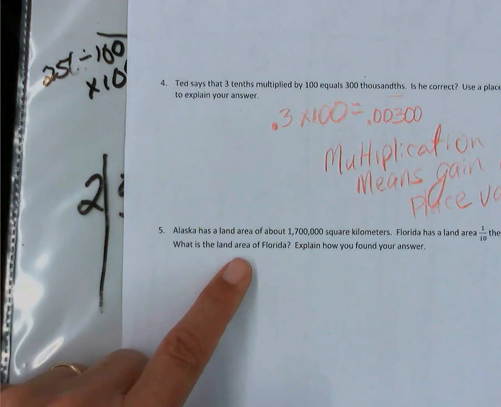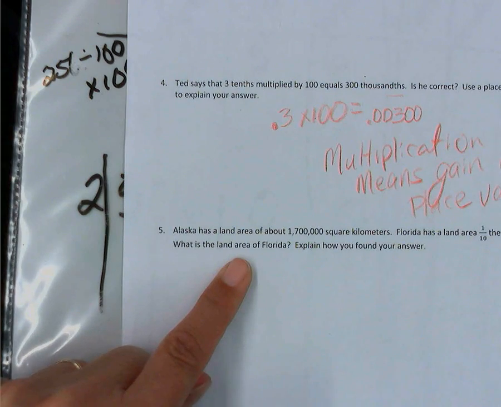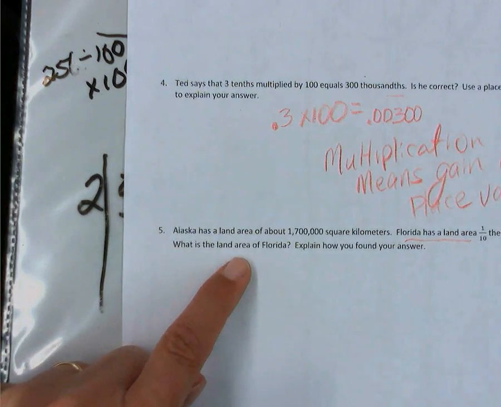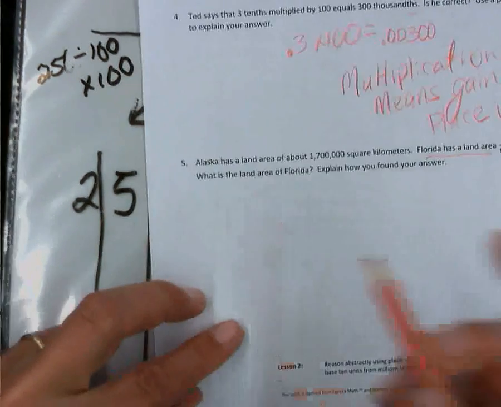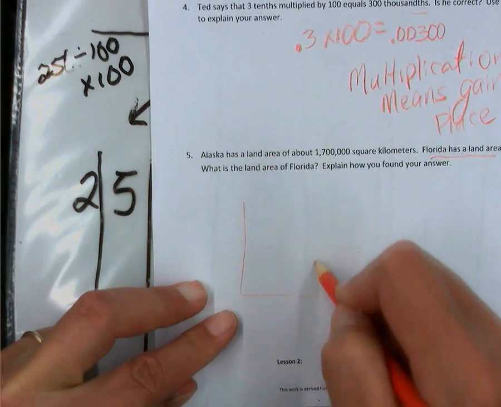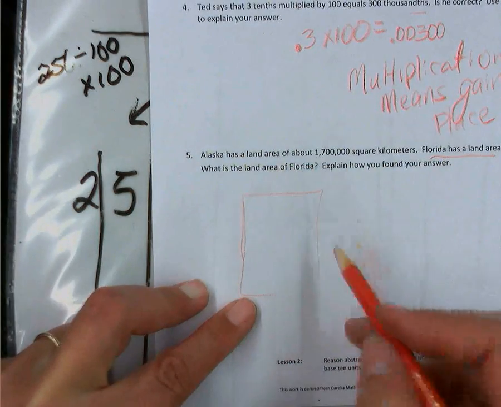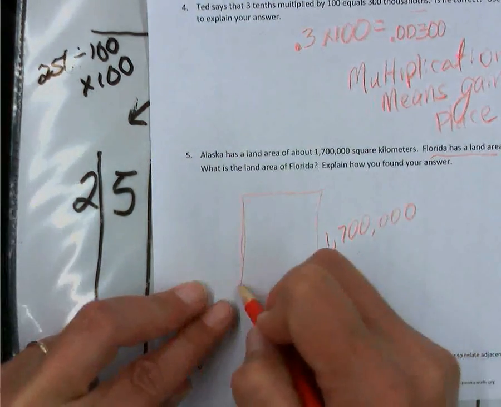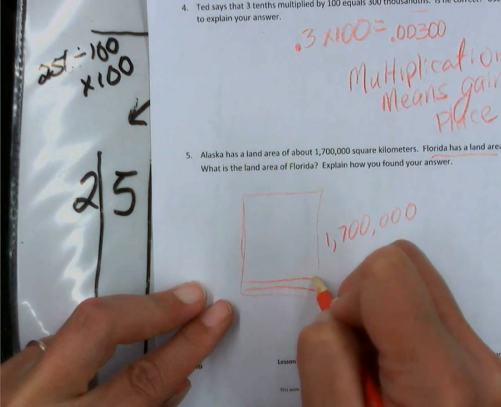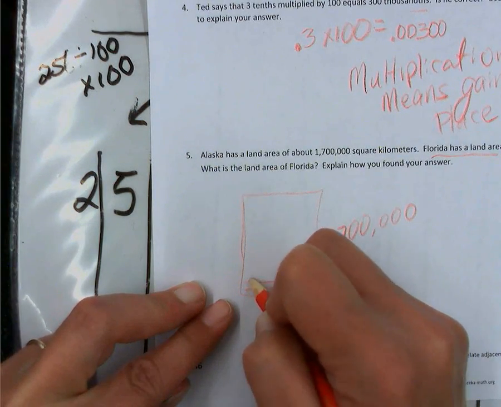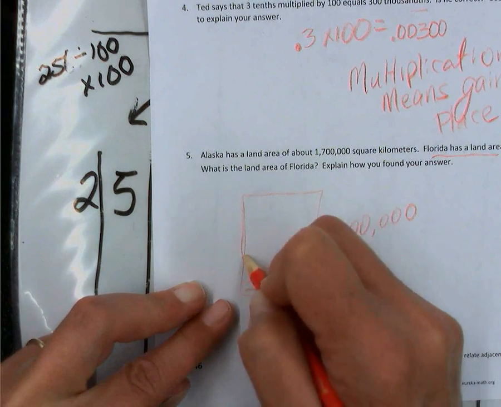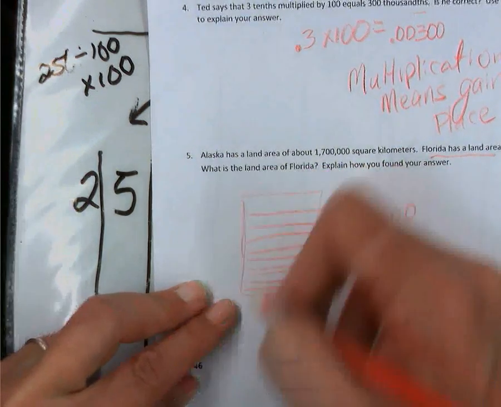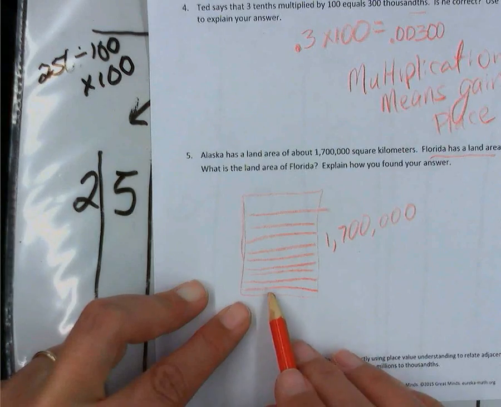Alaska has a land area of about 1,700,000 square miles. Florida is much smaller than that, 1/10 the size of Alaska. So if you have Alaska, I'm just going to draw it as a box. If this is Alaska and it's 1,700,000 square miles, then Florida is only 1/10 of that. So I'm going to make 9 lines. 1, 2, 3, 4, 5, 6, 7, 8, 9 lines. Kind of messy, not even. But Florida is only 1/10 of that.